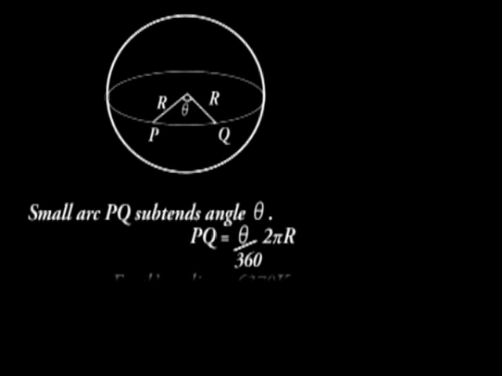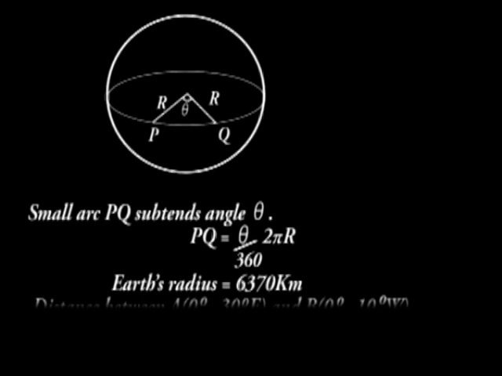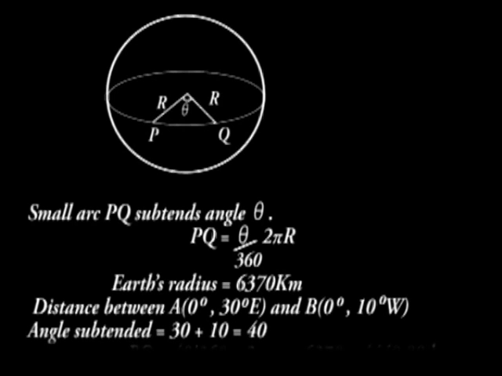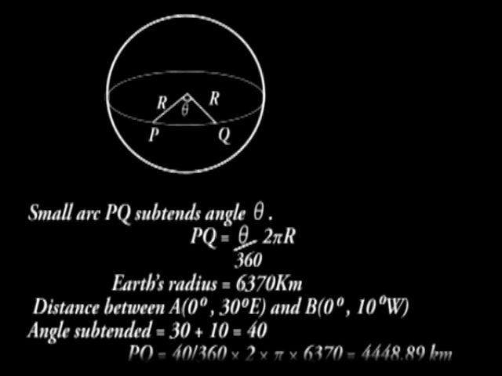The distance between point A, 0 degrees 30 degrees east, and B, 0 degrees 10 degrees west, will be given by the angular distance, which is 30 plus 10, which is 40. Then we have 40 over 360 times 2 times pi times 6370, giving us 4,448.89 kilometers.